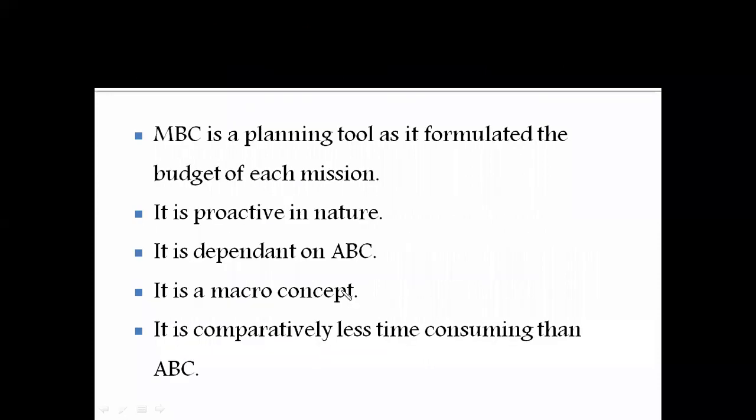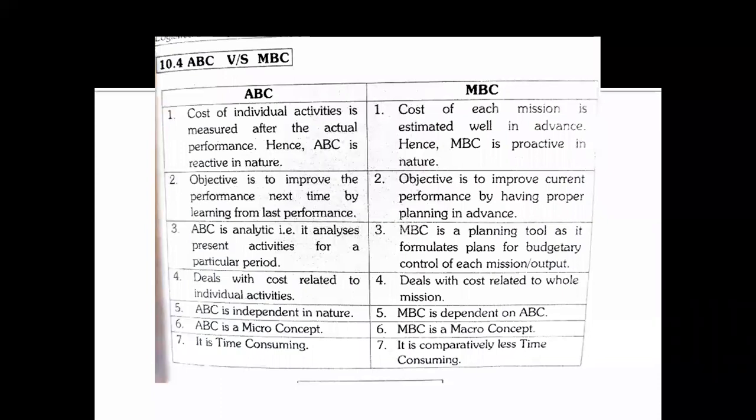So you have to remember what is activity-based costing and what is mission-based costing, and the differences are very important. Here you can see it's very easy to understand. ABC is micro, MBC is macro. Otherwise, both are almost helping the company to find out the final cost only. But remember these minute differences.